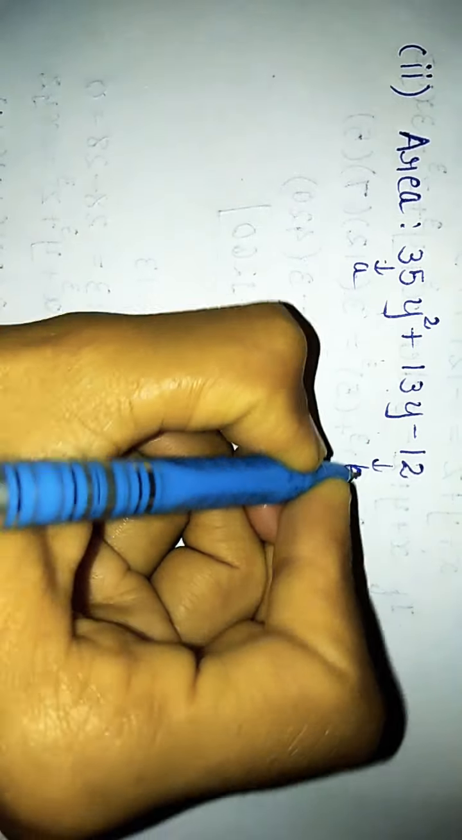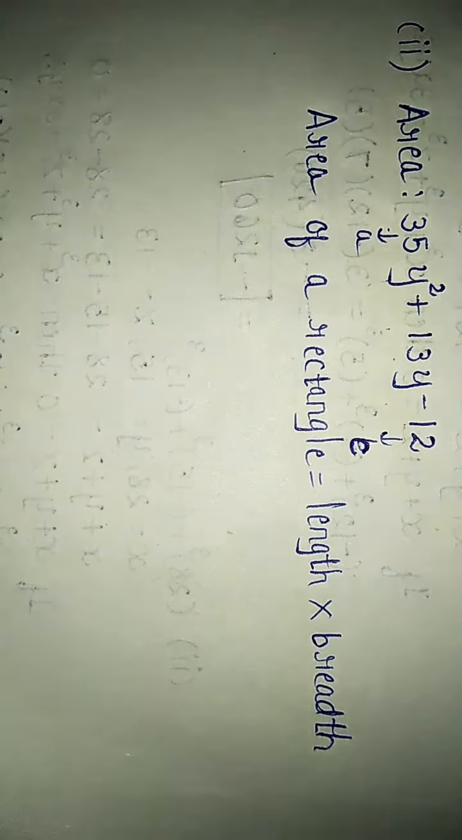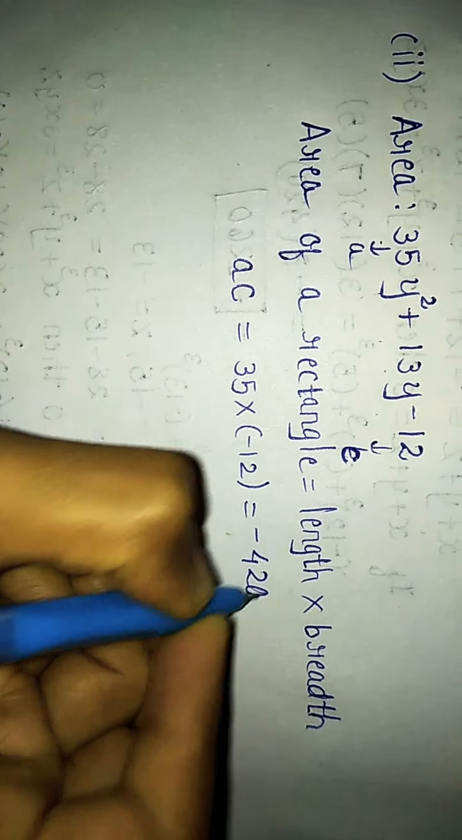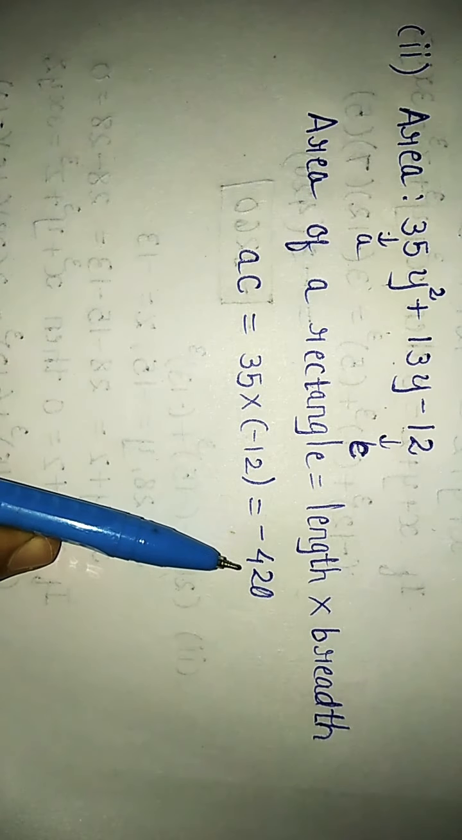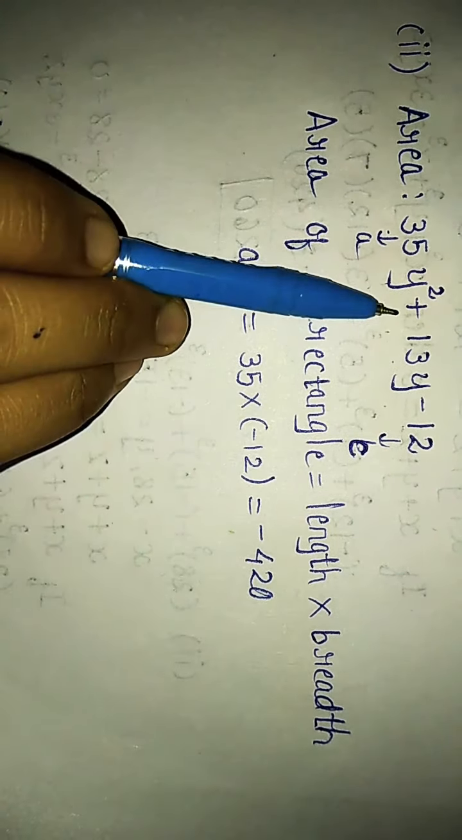Let us do sum number 2. Here area is 35y square plus 13y minus 12. Here this is a, this is b, sorry, c. Now area of a rectangle is length into breadth. What will we do? We will multiply a into c, that is 35 into minus 12. That gives us minus 420. What do we have to do now? We have to find factors of minus 420 which give us addition plus 13.